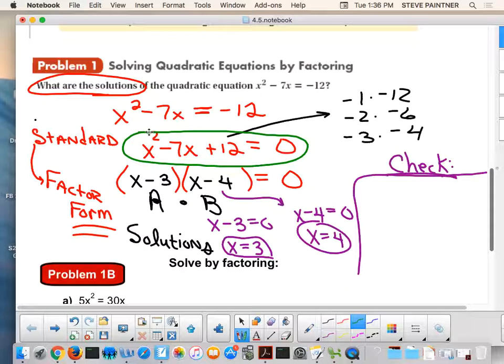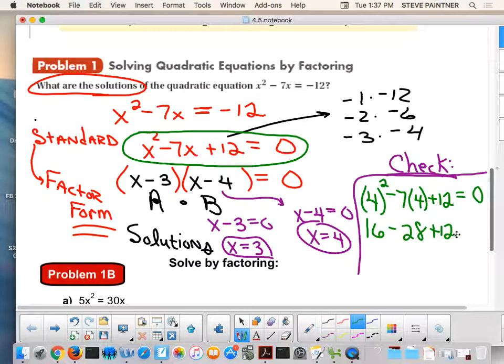That would be 4 squared minus 7 times 4 plus 12, right? Equals 0. 4 times 4, 16. Take away 28. Add 12. What do you think about the 16 and the plus 12 in the back? Isn't that 28? Yeah. 28, take away 28. 0. Check. If you let x be 4, you're going to get 0.